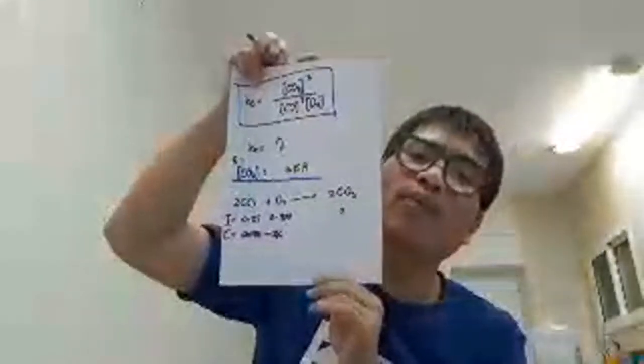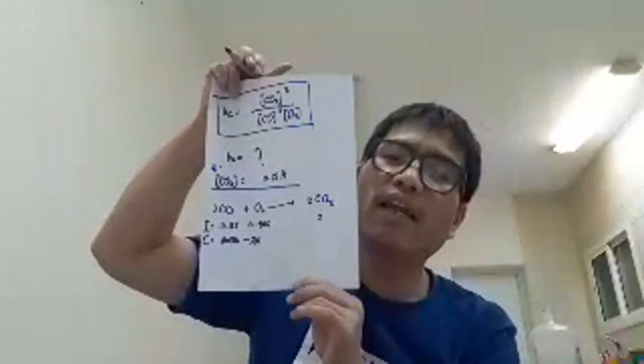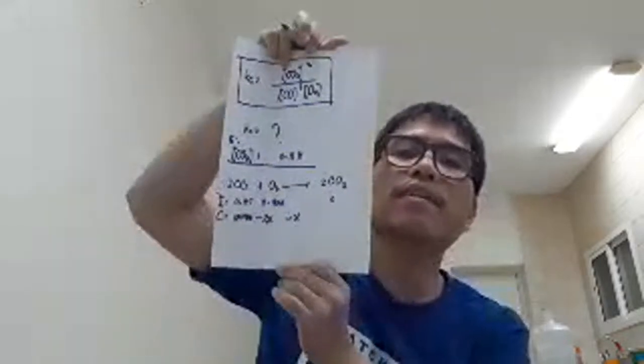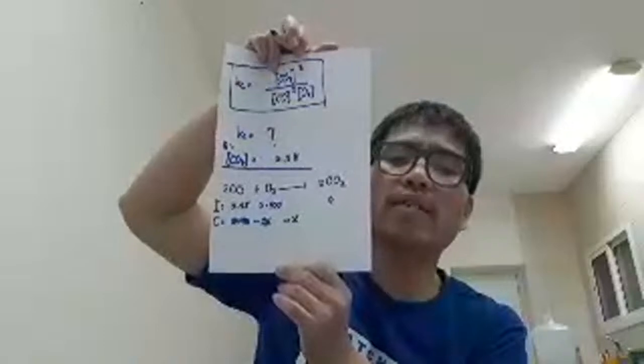Sorry, that is minus 2x. Your changes are 2x. I'm getting fast with the equilibrium. Okay. Changes is only negative 2x. And then minus x for the oxygen. Oxygen is only minus x, and the CO, carbon monoxide, is minus 2x.